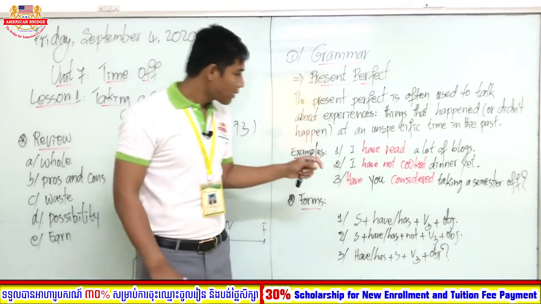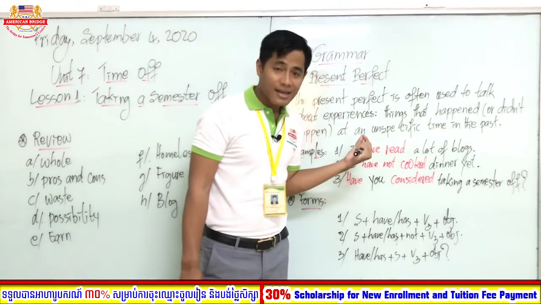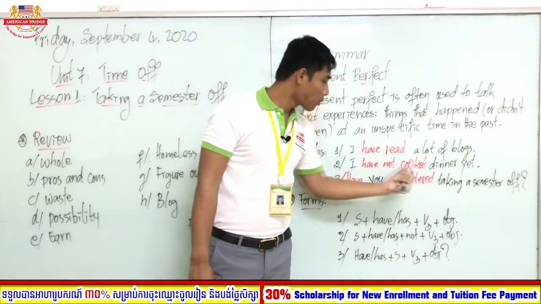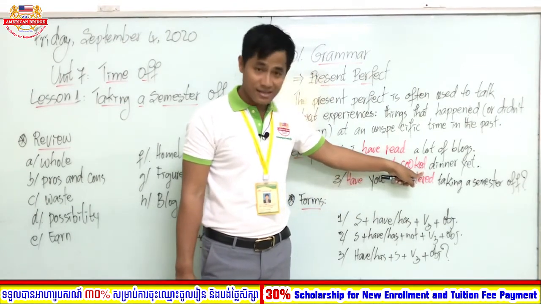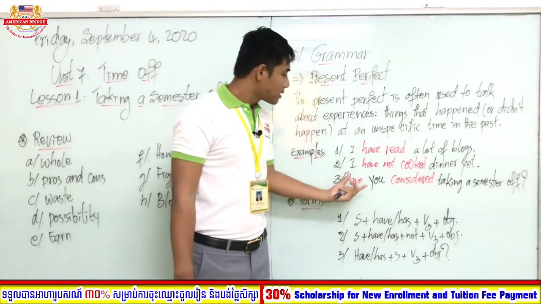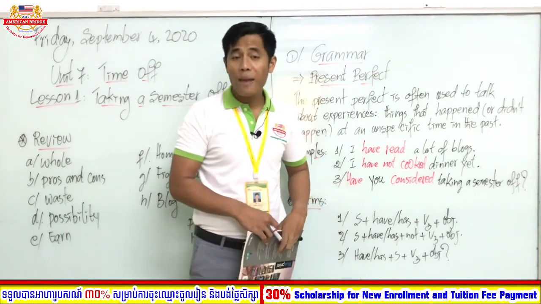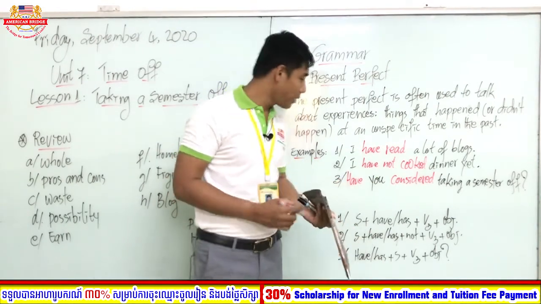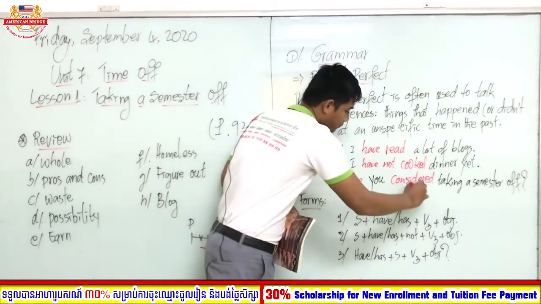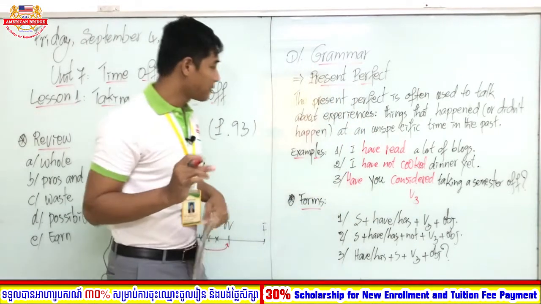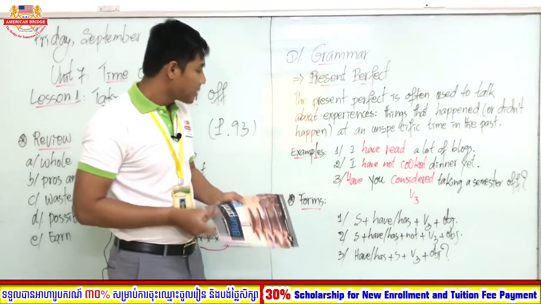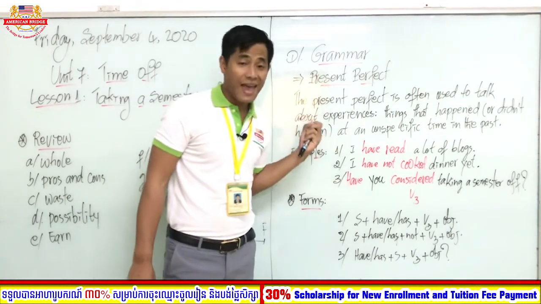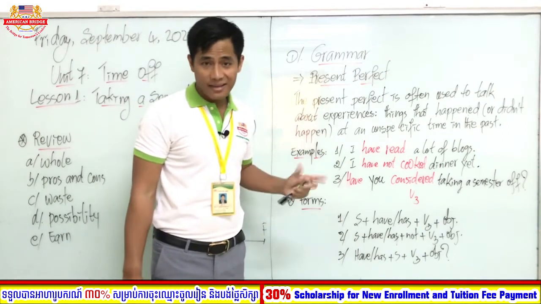So students, look at this. The words read, cooked, and considered have ed in the end. This is called verb 3, or past participle. So the form of present perfect is have or has plus past participle.